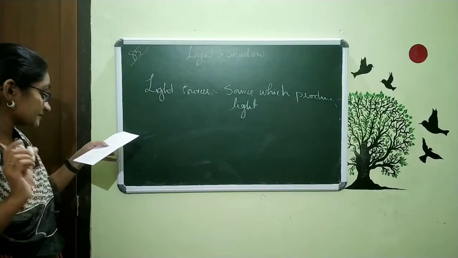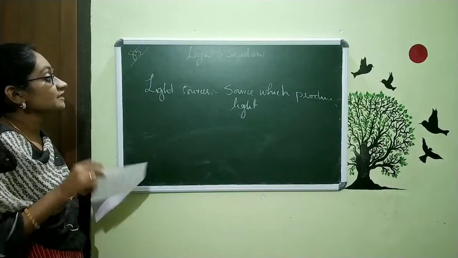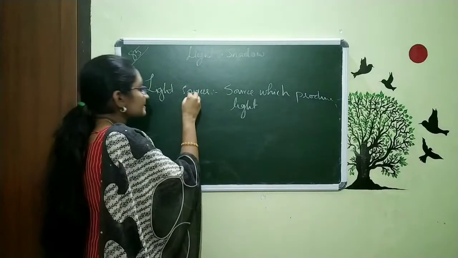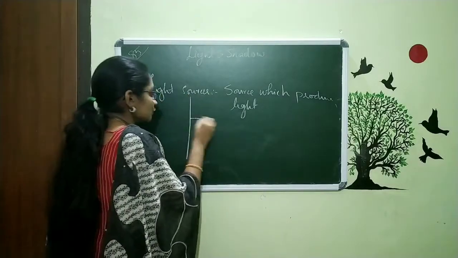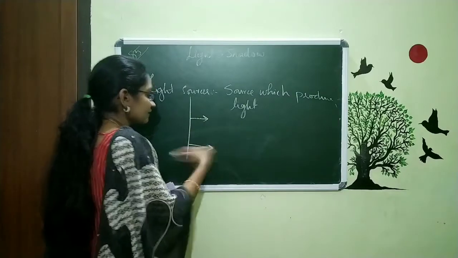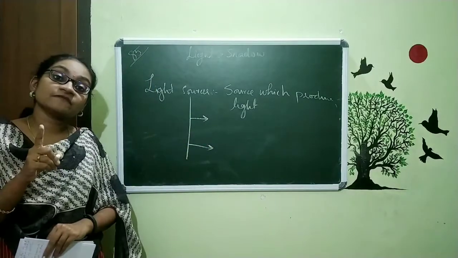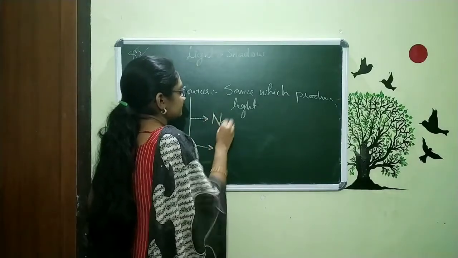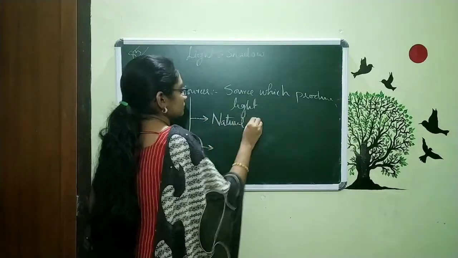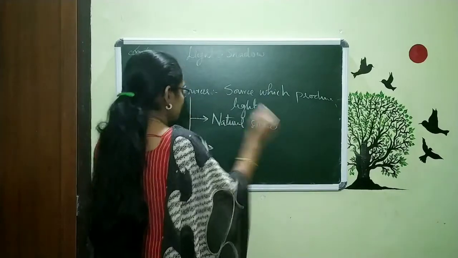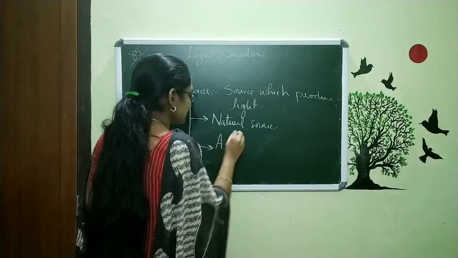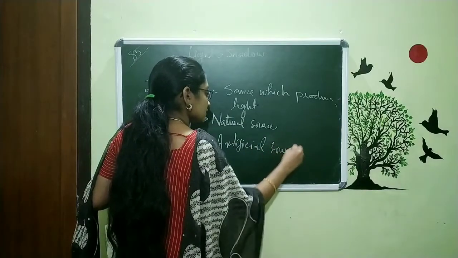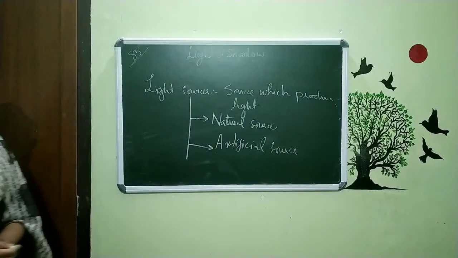And the thing is this, I already said that we have different types of light source. Actually, we can classify these light sources into two. One is here and the second one is here. And which are the different types? One is natural source, and the second one is artificial source. What are natural source and artificial source?